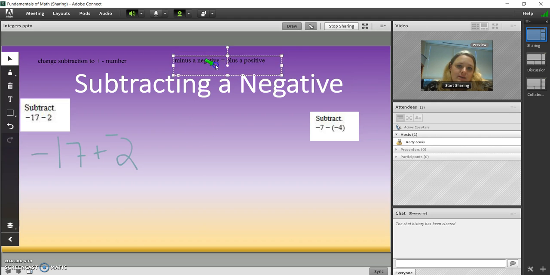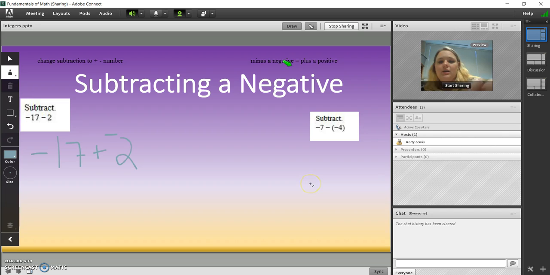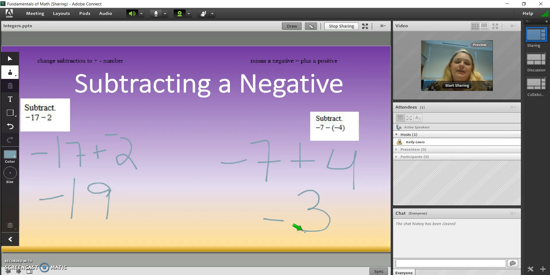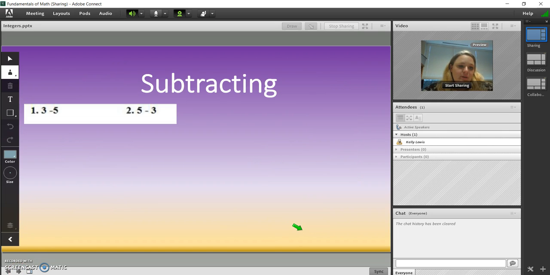For example, these two guys right here, minus, minus, come together as that piece of the plus sign and that piece of the plus sign. So -7 minus -4 is the same as -7 plus 4. Just so y'all know, this is -19, this is -3. I'm going to get into why in a minute. All right, subtracting: change this to 3 plus -5 and 5 plus -3.